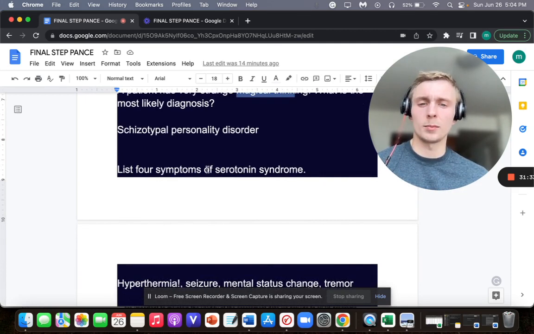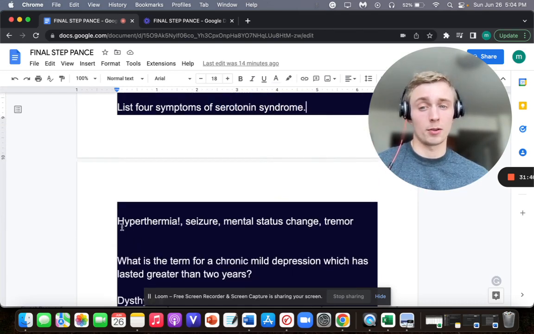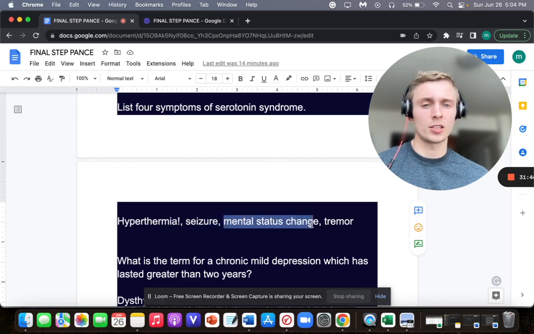Okay, list the 4 symptoms of serotonin syndrome. Okay, 4 symptoms of serotonin syndrome. They're going to be hyperthermia, very importantly. Also seizure, mental status changes, and tremor. They can also have diarrhea too.